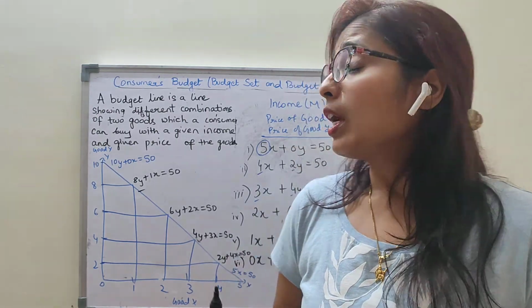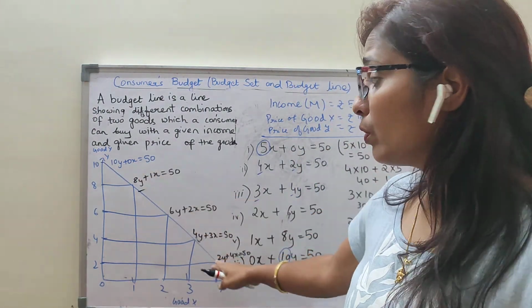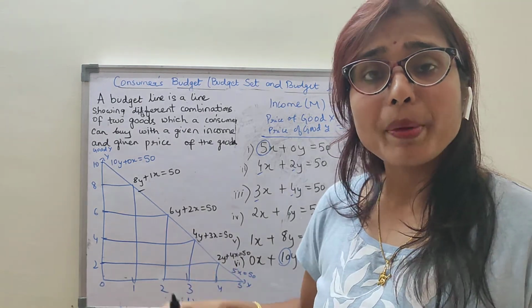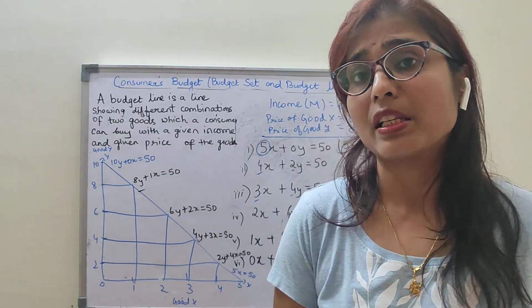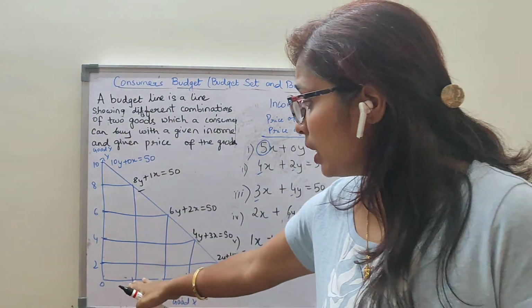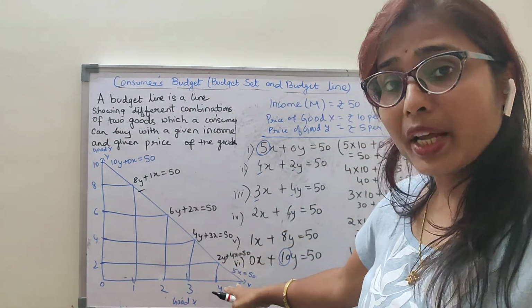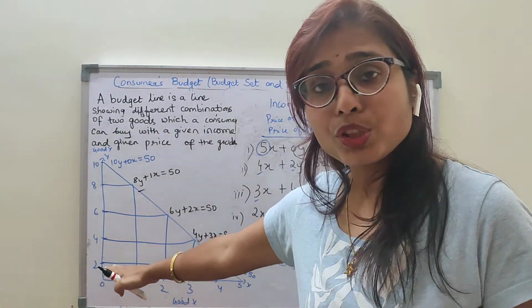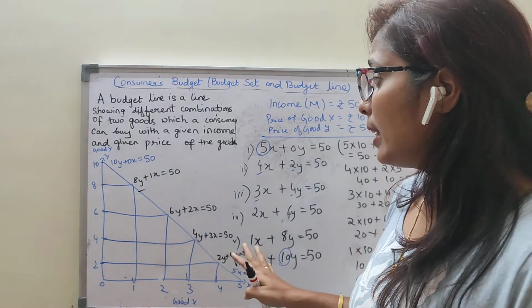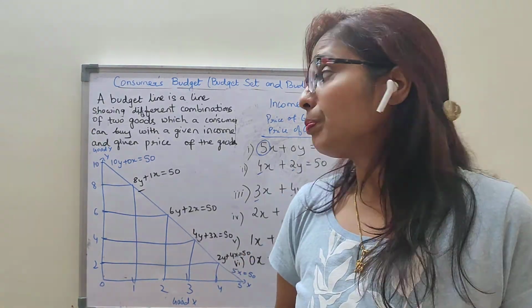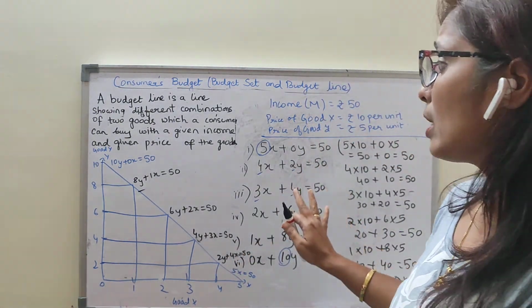Clear? Now, this budget line is downward sloping. Why is it downward sloping? Already I have discussed that it is because of the inverse relationship in the consumption of two goods. If you need to increase the consumption of good X, you need to decrease the consumption of good Y. Clear? It is downward sloping. It has a negative slope. Now, this is the concept of the consumer's budget.